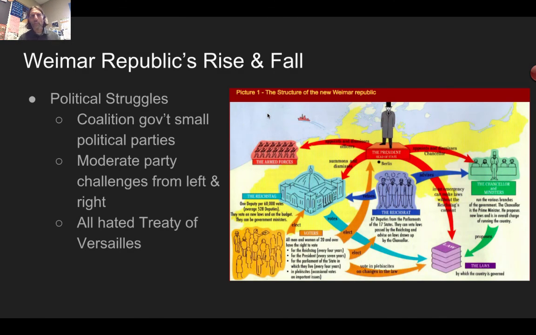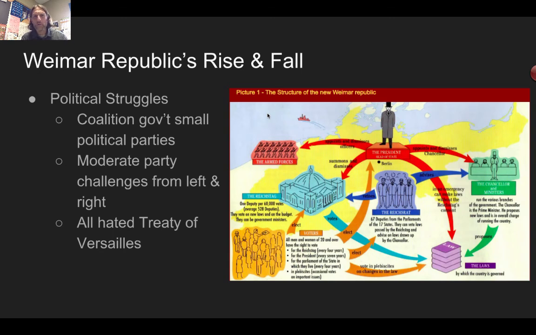So when we look at the Weimar Republic's rise and fall, it is the government that replaces the German government at the end of World War I. The Germans get together and create a constitution, and they did it in the town of Weimar, which is why they call it the Weimar Republic.